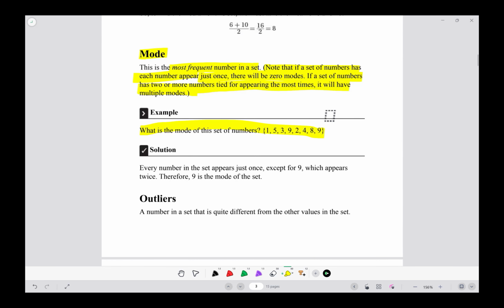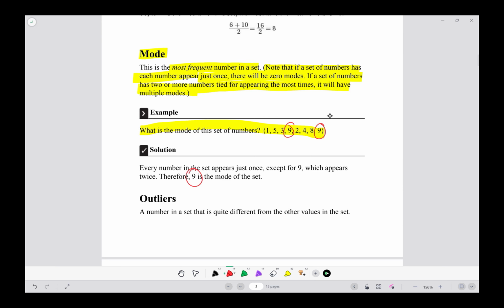Okay. So in this example, we just need to find the number which appears more than once, the most frequent number. I can see that 9 is appearing again and again. So 9 is the mode here.